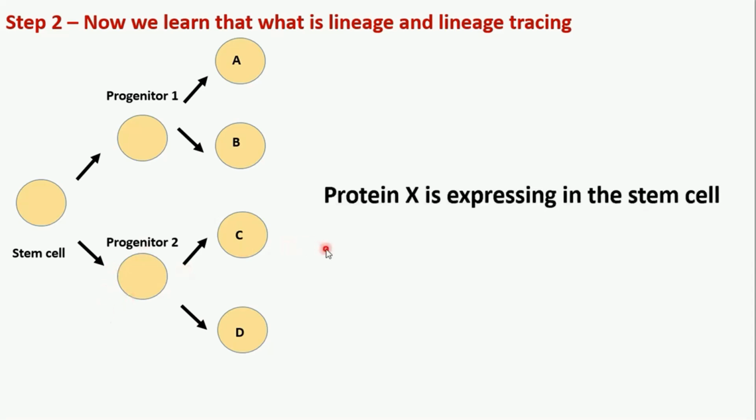To understand the lineage tracing, we are going to use a protein which is expressed specifically in our stem cell, and I am giving it the name protein X. So I will take advantage of the knowledge that protein X is expressed in the stem cell. Now with the combination of this protein X, Cre-recombinase and the reporter gene with LoxP sites, we are going to analyze the whole lineage. So in the next step, we are generating a reporter mouse.